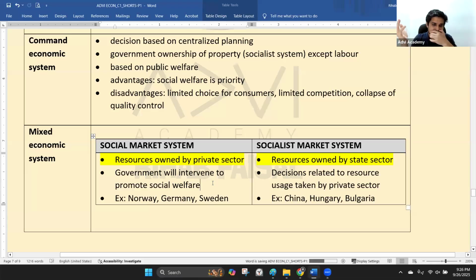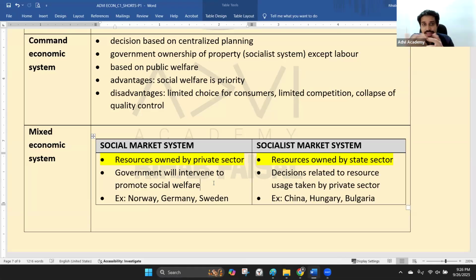Most of the Western countries, if you take, it's a social market system. But the government has a lot of power. They can intervene in a lot of areas. But primarily it's a capitalism plus market system mainly, with more of government intervention also. That is the social market.